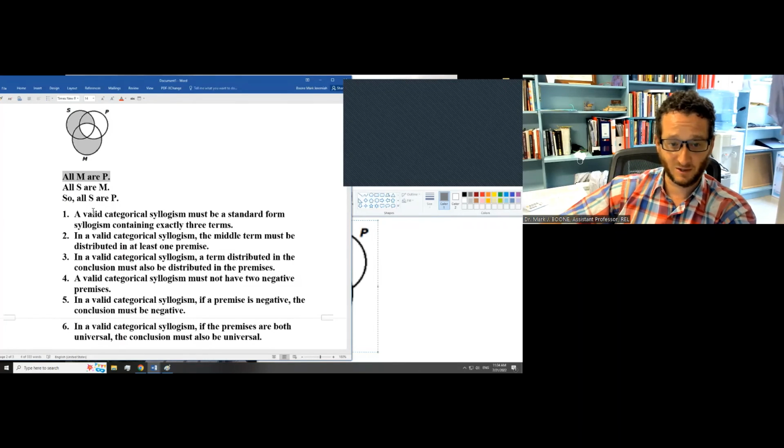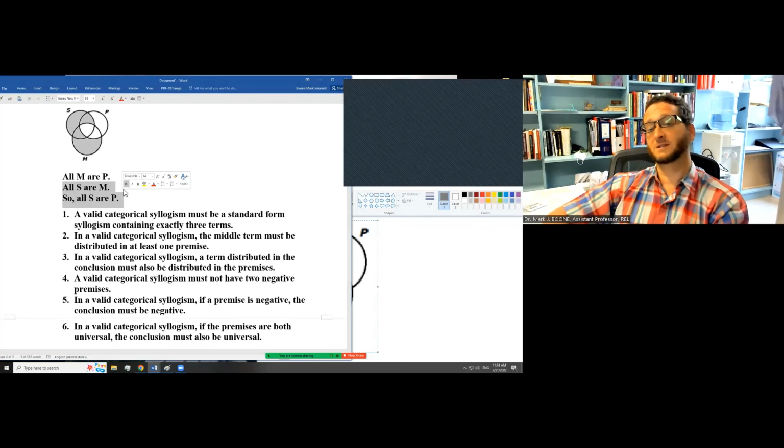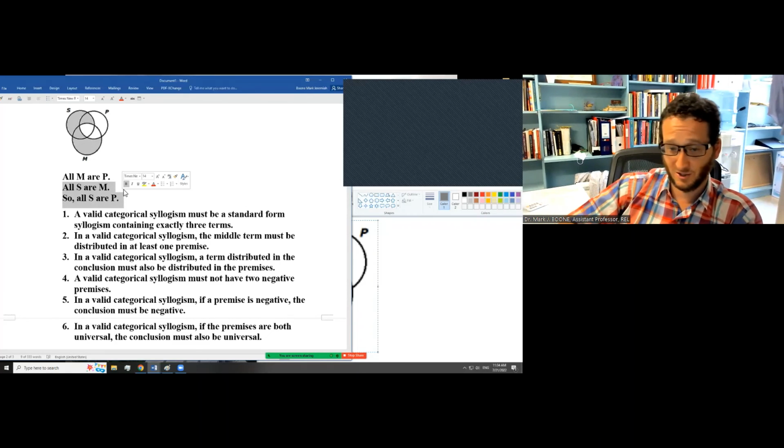Let's go to number 3. A term distributed in the conclusion must be distributed in the premises, and the S term, but not the P term, is distributed in the conclusion and also in its own premise. S is distributed in both its premise and the conclusion. The minor term is distributed in the conclusion and also in the minor premise. We're good, no problem.